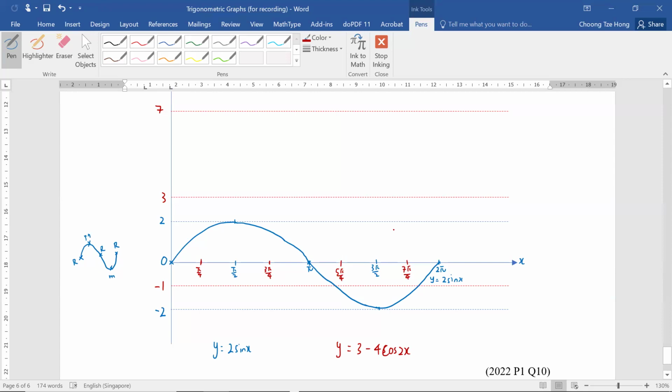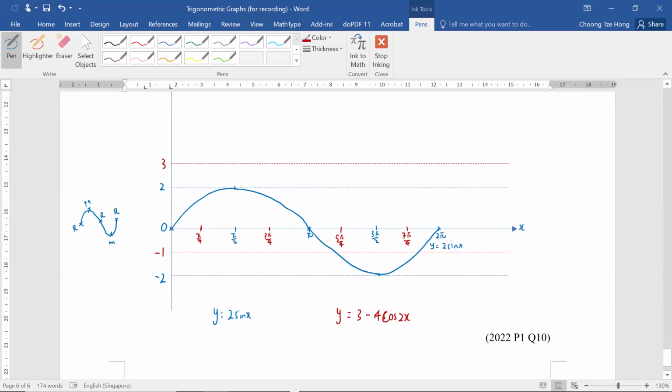Okay, so one thing to be careful: now this is the negative cosine graph. So positive cosine graph will look like this. Negative cosine graph will be inverted like this. So you'll start from the minimum, go to rest, go to maximum, go to rest, then go to minimum. Right, so let's begin drawing.